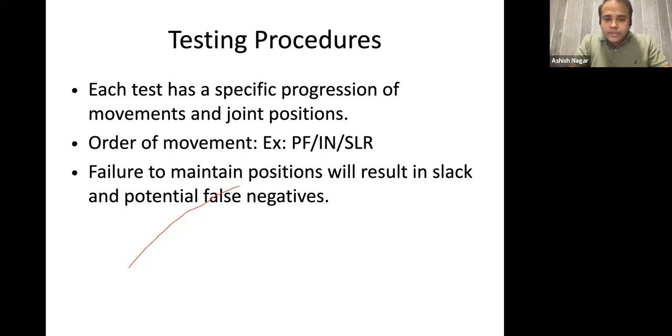It's usually documented like this. So PF stands for plantar flexion, IN stands for inversion, SLR stands for straight leg raise.